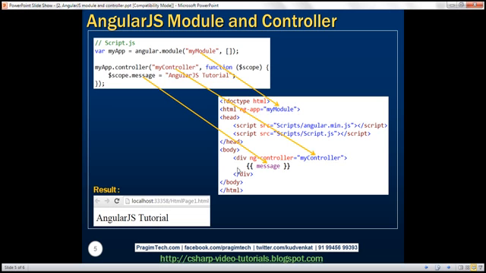So when we view that page in the browser, we should see the value we have in the message property of the scope object.